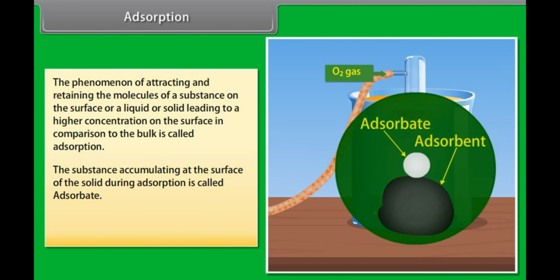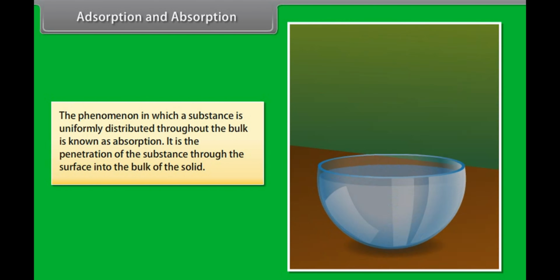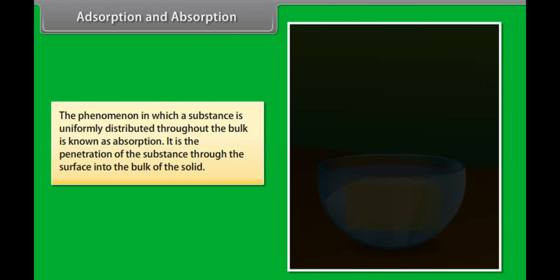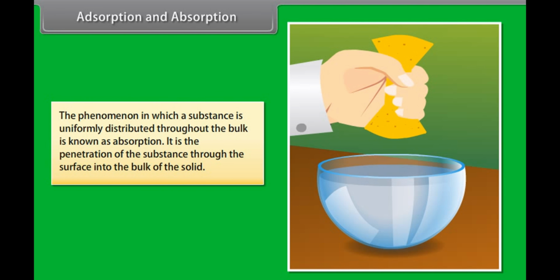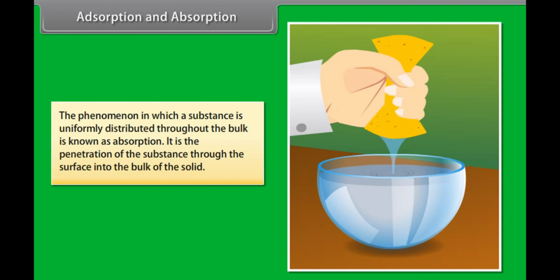The substance accumulating at the surface of the solid during adsorption is called adsorbate. The surface on which adsorption occurs is called adsorbent. Adsorption and absorption. The phenomenon in which a substance is uniformly distributed throughout the bulk is known as absorption. It is the penetration of the substance through the surface into the bulk of the solid. For example, when a sponge is dipped in a liquid, it absorbs some molecules of liquid.